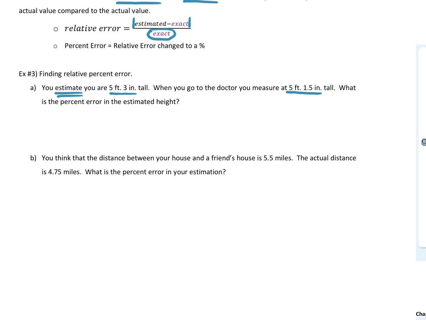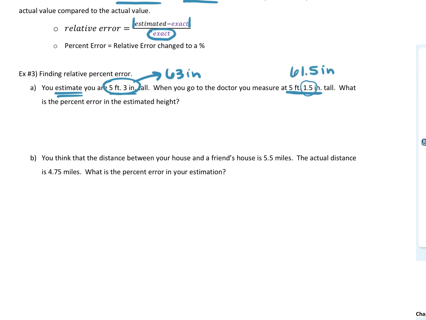Anyone know the first thing you have to do with those numbers? We're going to just use one set of units, right? So feet and inches is not great. We're going to just use inches, okay? What is 5 feet 3 inches as inches? 63. 5 feet is 60 inches, right? 5 times 12, and then add the 3. So 63 inches versus, what's 5 feet 1.5 inches? 61.5, right?